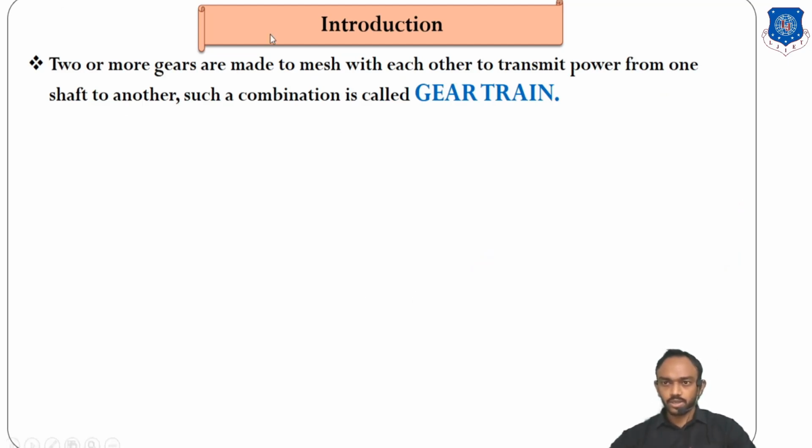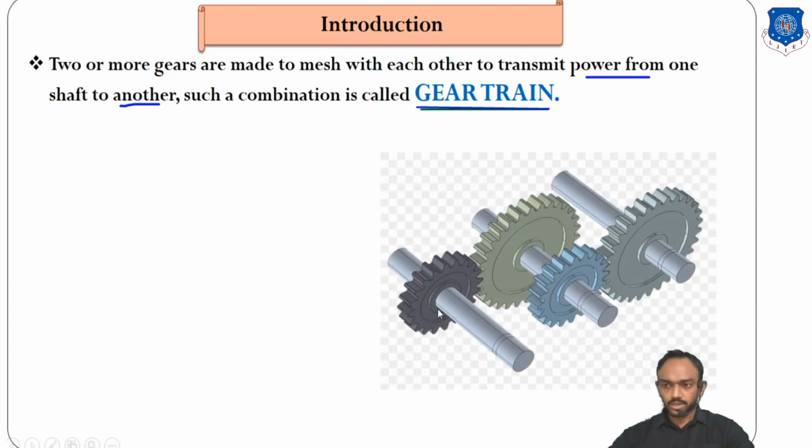Two or more gears made to mesh with each other to transmit power from one shaft to another. Such a combination is known as a gear train. So two or more gears made to mesh with each other. When two or more gears are connected to transmit the power from one shaft to another shaft, then it is known as a gear train.